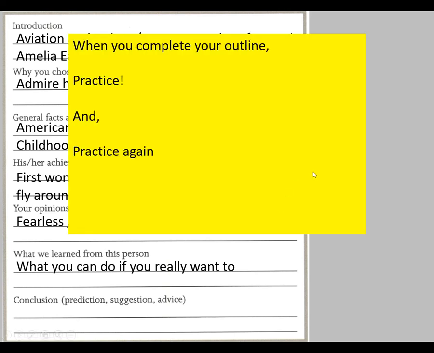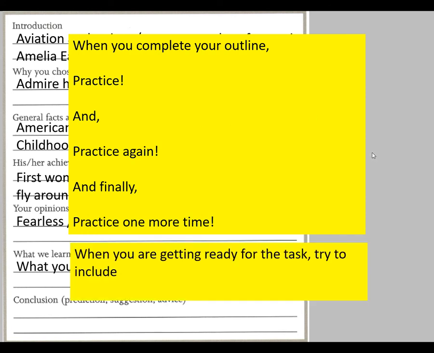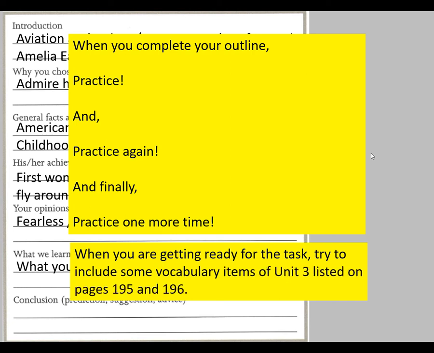When you complete your outline, you should practice and practice again, and finally practice one more time. Practice makes your presentation as near to perfect as possible. So practice is the key. When you practice, practice, and practice, you will know your subject very well and you will be ready for your presentation. When you are getting ready for the task, try to include some vocabulary items of Unit 3 listed on pages 195 and 196.